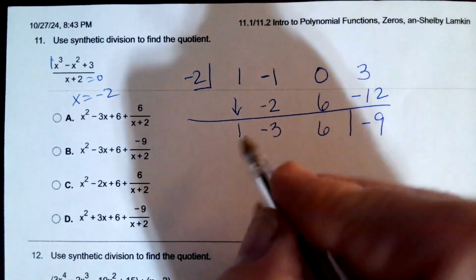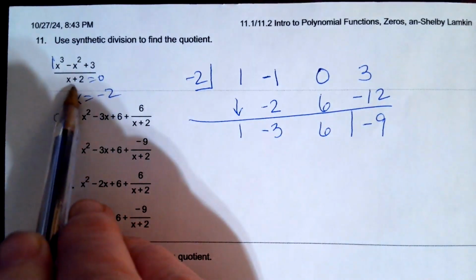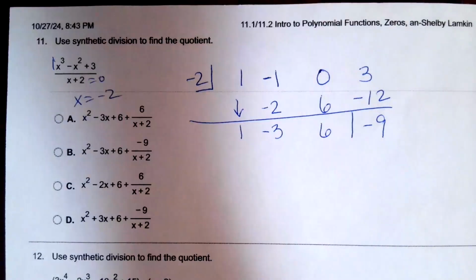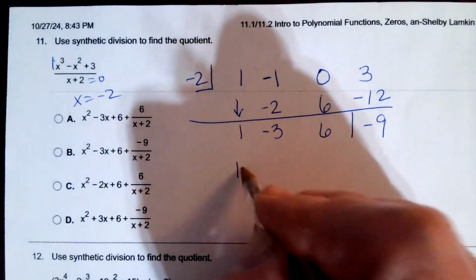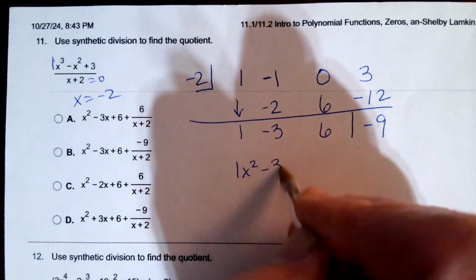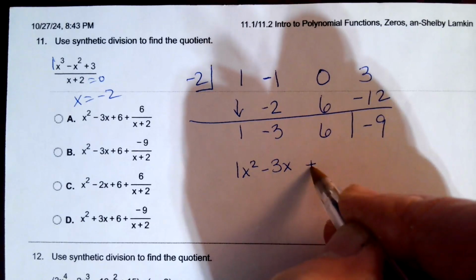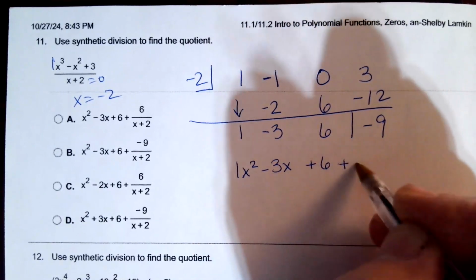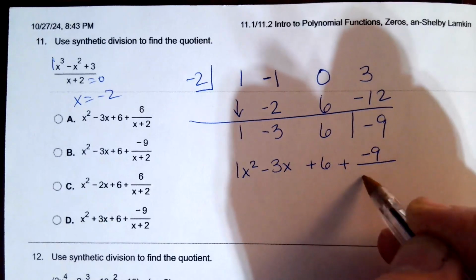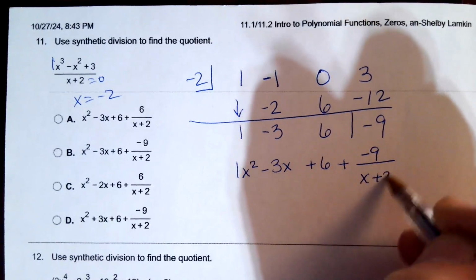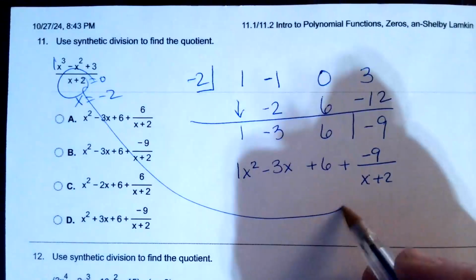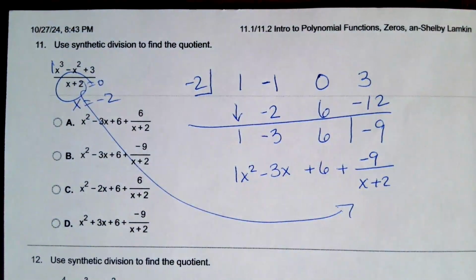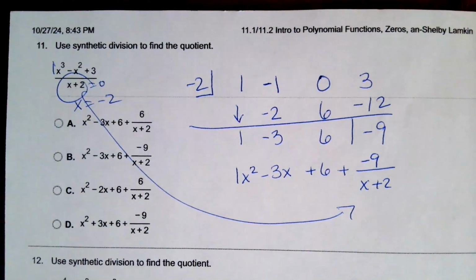So we started out degree 3, dividing by degree 1. So we're going to reduce it by 1 power. 1x squared minus 3x plus 6 plus negative 9 over x plus 2. And that came from right there. Okay? So that's how you do that one.